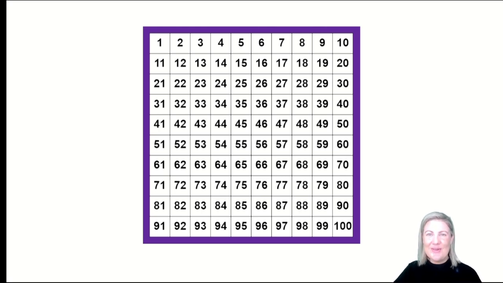1, 2, 3, 4, 5, 6, 7, 8, 9, 10, 11, 12, 13, 14, 15, 16, 17, 18, 19, 20. Let's say the teen numbers starting with 13. 13, 14, 15, 16, 17, 18, 19.